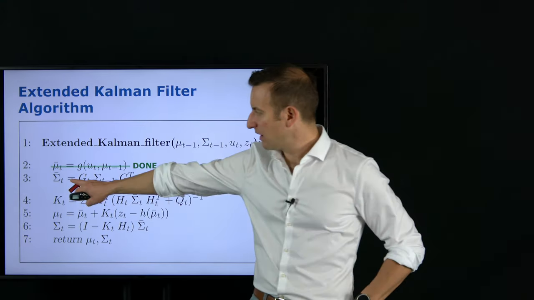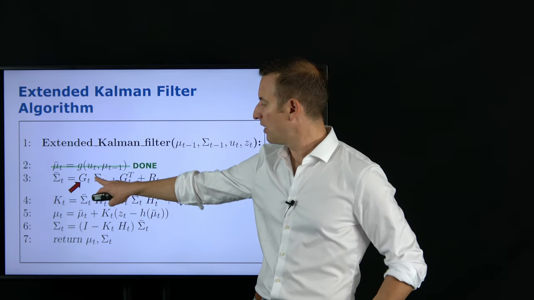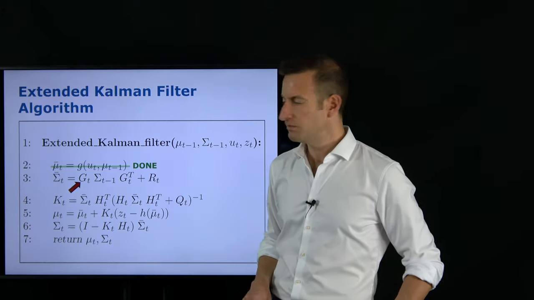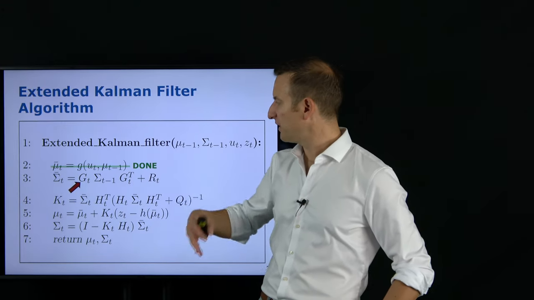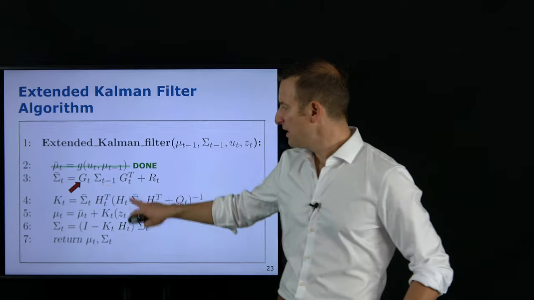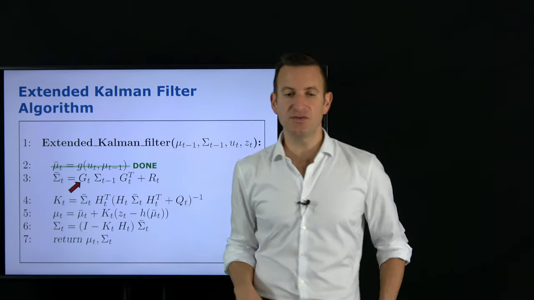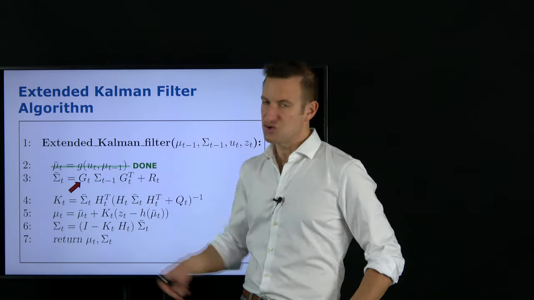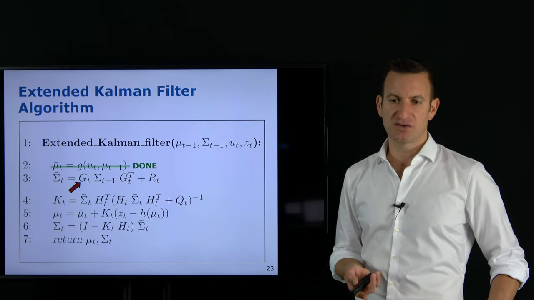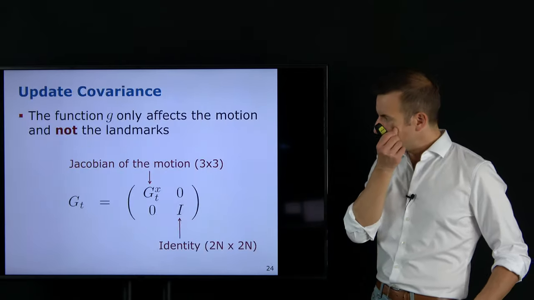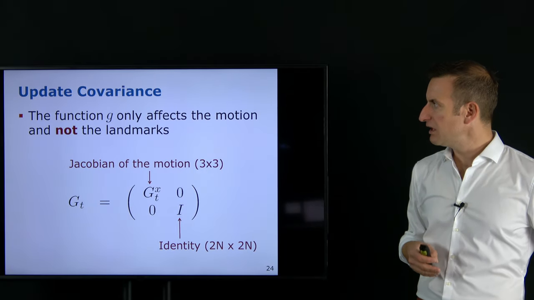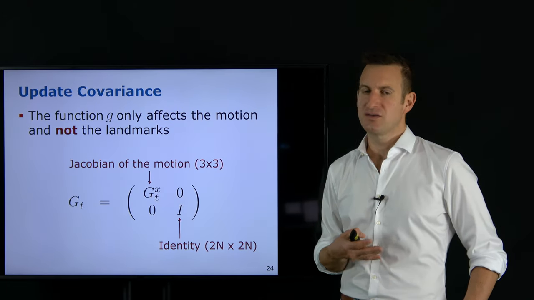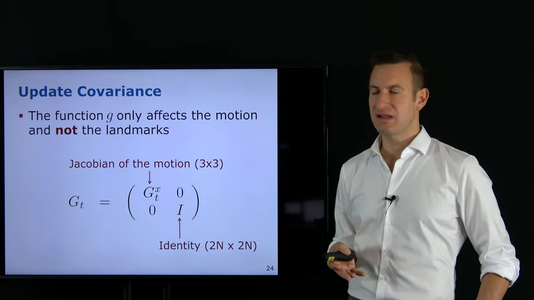To update our covariance matrix, we need to know our previous covariance matrix. We need to know the uncertainty of the motion. This is R, which is basically how uncertain my motion is. And we have those G functions over here. Those G's are the Jacobians of my small g, my update function, the function that I just used. And again, this function G only affects the location of the platform. It doesn't affect the landmarks, right?